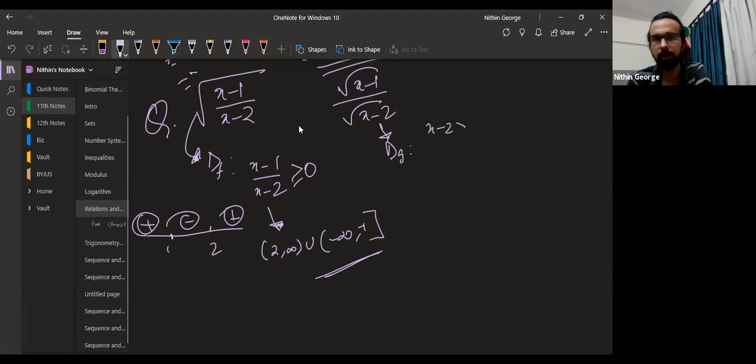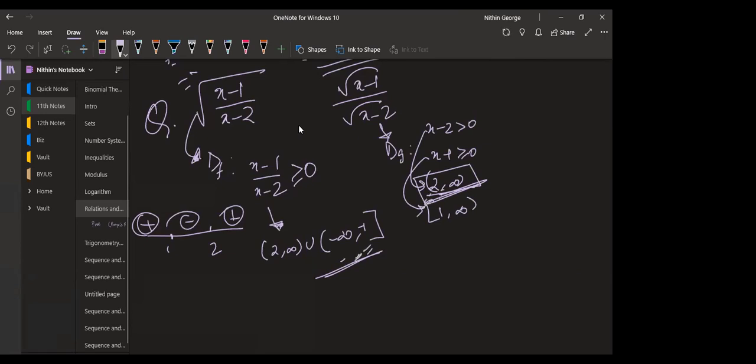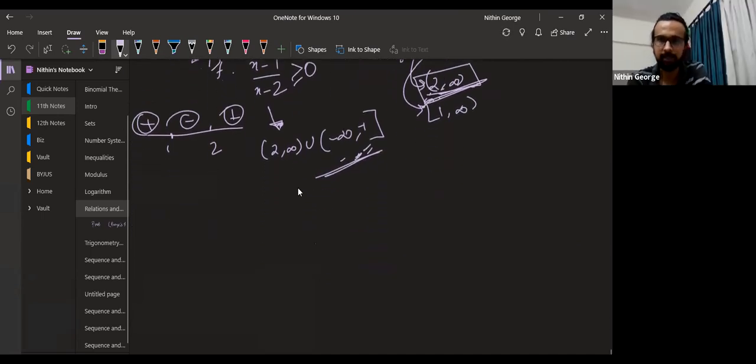x minus 2 should be greater than 0 for sure, and x minus 1 can be greater than or equal to 0. So this is 2 to infinity, and this is 1 to infinity. Taking what is common between both, we get the answer as 2 to infinity. Now, are these the same? No, sir. Remember, these are all trick questions. So they are not the same function.